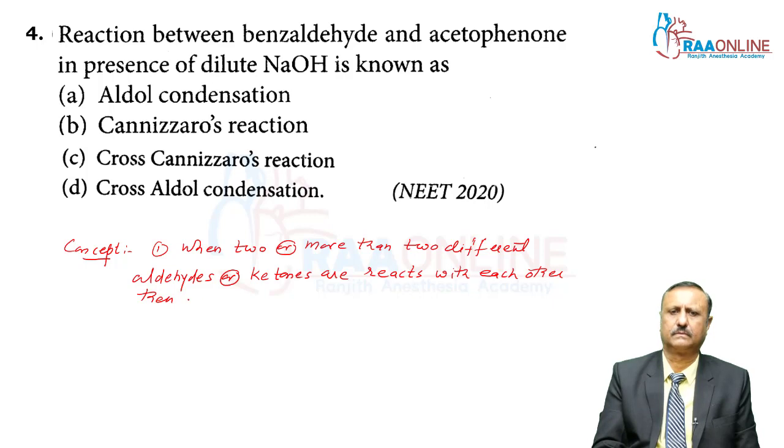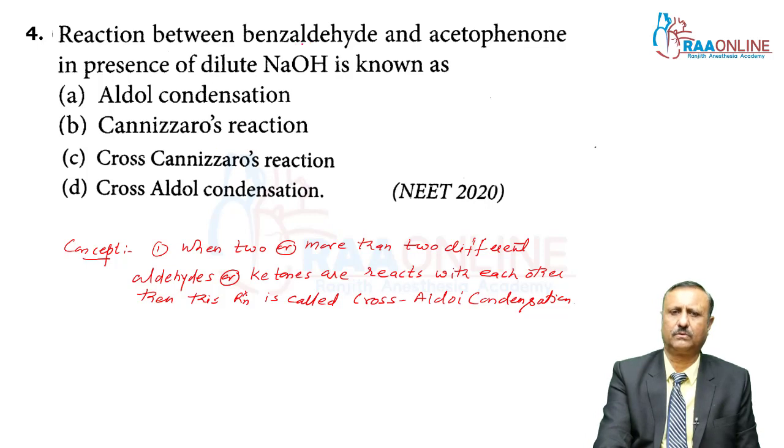then this reaction is called cross-aldol condensation. So this is the concept which is used here, with two different aldehydes or ketones. Here, acetophenone is a ketone and this is benzaldehyde, and when both react with each other in the presence of dilute NaOH, you form the aldol.